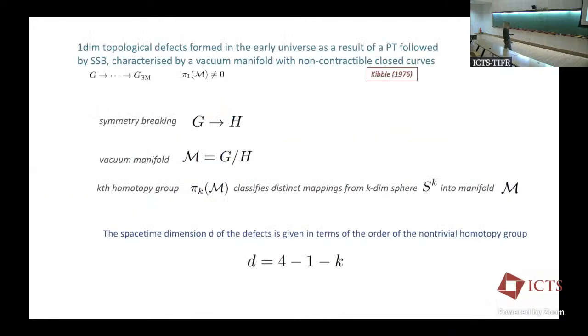So for people who are familiar with group theory, what you have to do is start from a large gauge group and have symmetry breaking down to the standard model. You study the homotopy group of the false vacuum, and if the K-th group is non-trivial, then you have the formation of defects with dimensionality 4 minus 1 minus K. So that's the mechanism.